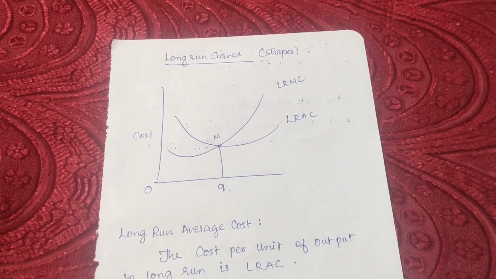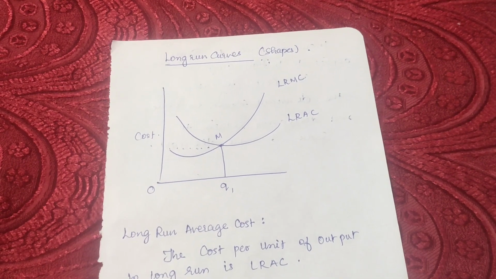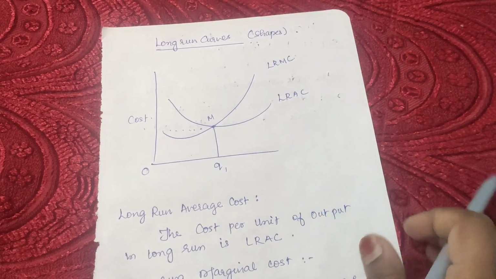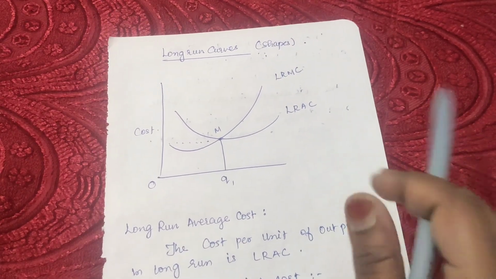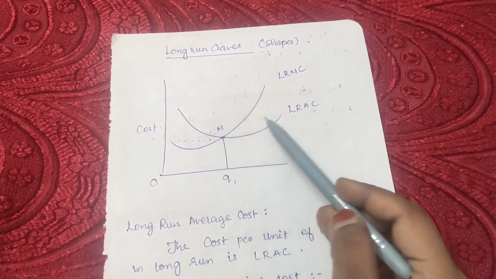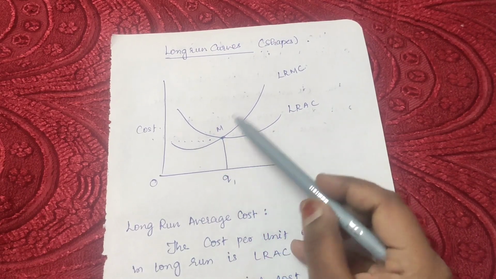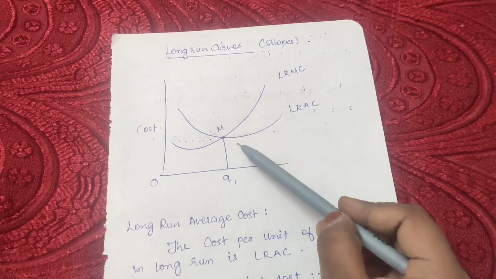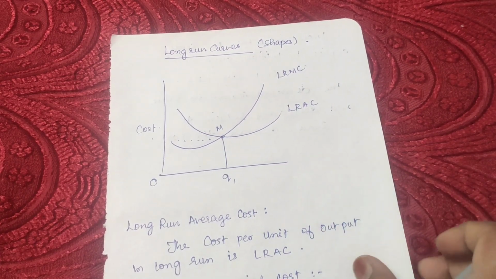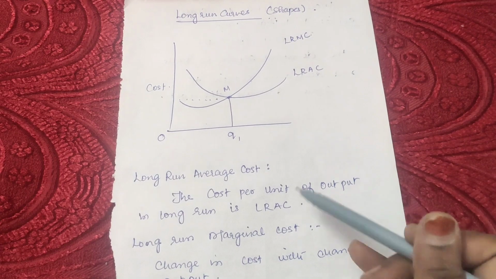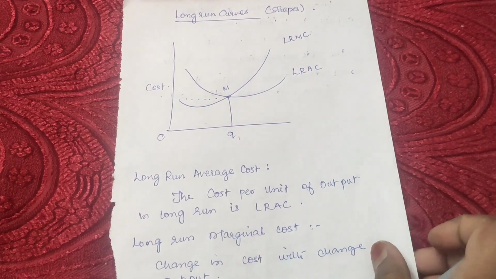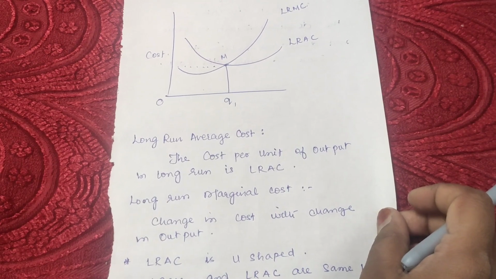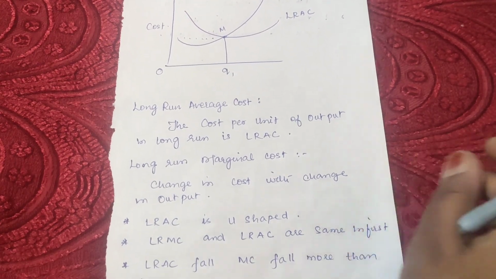So what is the long run supply curve? What is the long run shape? Okay, the shapes of long run curves. In the long run, as we don't have any fixed and variable costs, we'll consider only two things: one is LRMC and one is LRAC, and both are U-shaped. The cost per unit of output in the long run is LRAC. The additional cost for the production of additional output is called LRMC. And then LRAC is U-shaped.